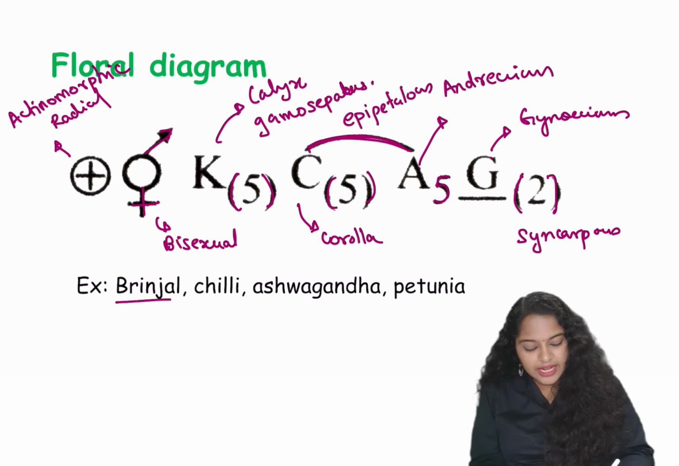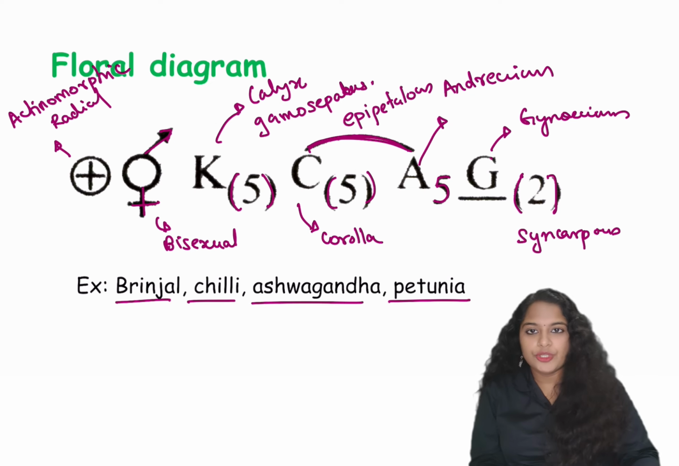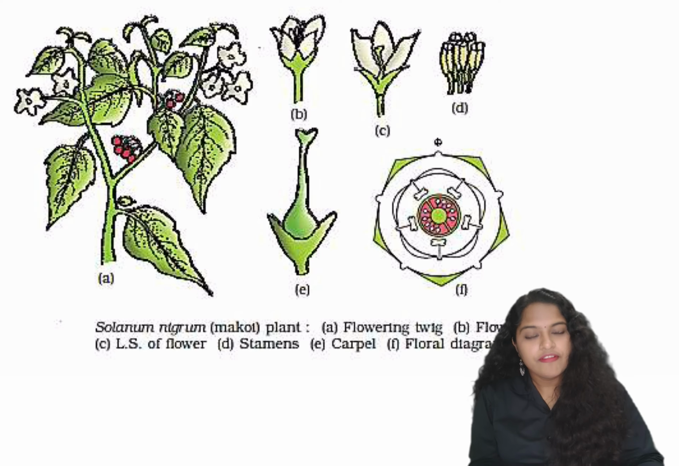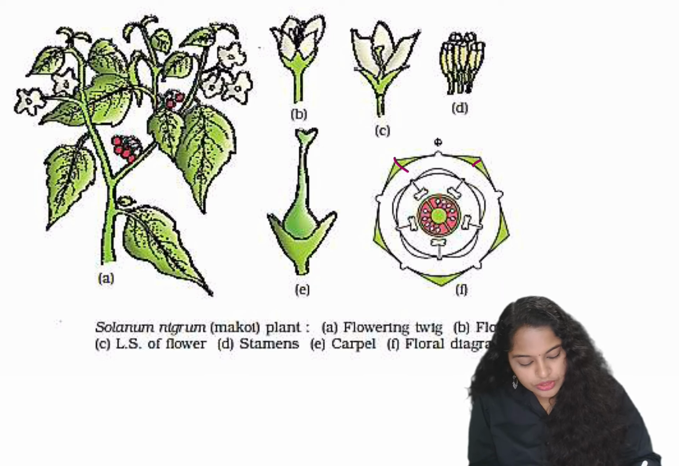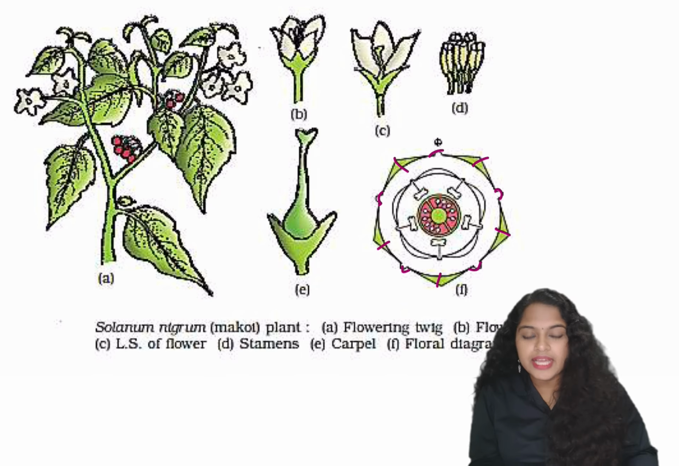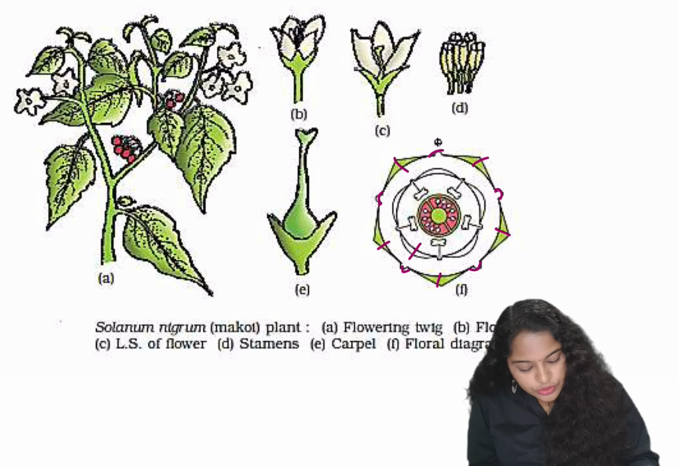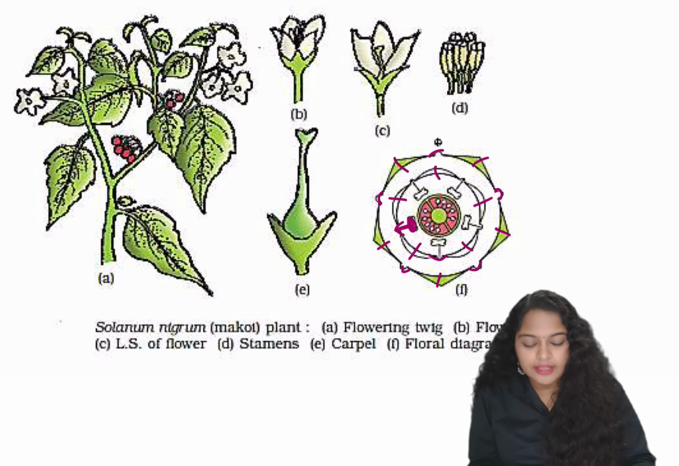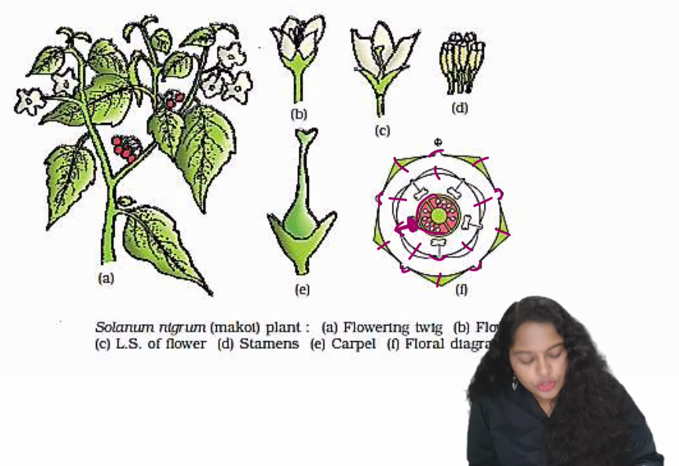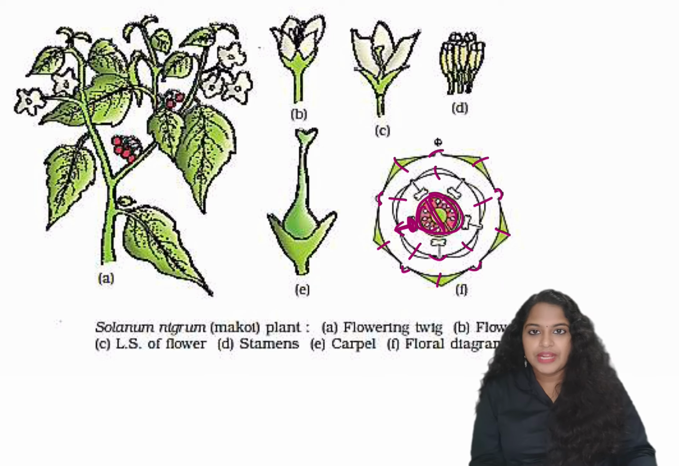Examples are brinjal, chili, ashwagandha and petunia. You can see here 5 sepals are there, 1, 2, 3, 4, 5, that are fused. Now petals 1, 2, 3, 4, 5. The 5 petals are also fused and each petal and the androecium are joined together. Now you can see a superior ovary and 2 carpels are present. So this is the floral diagram of family Solanaceae.